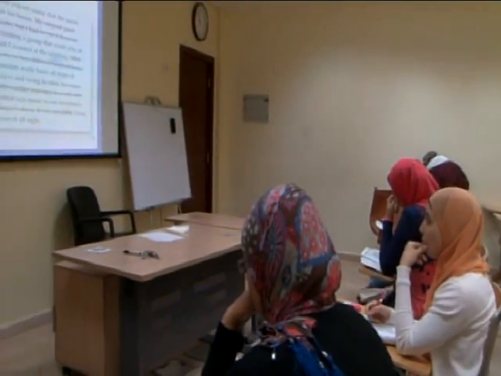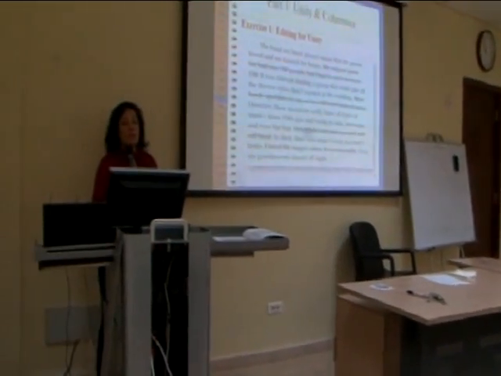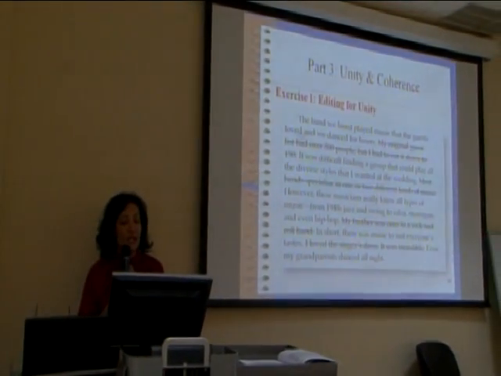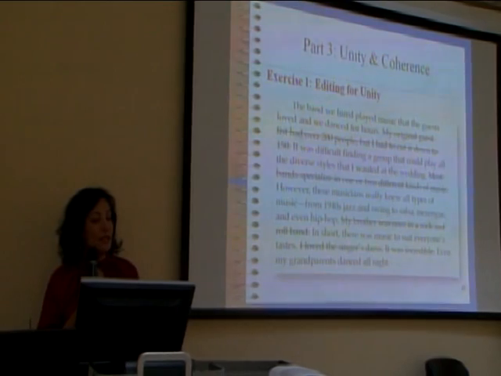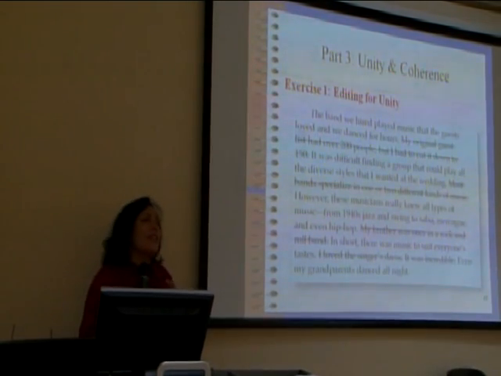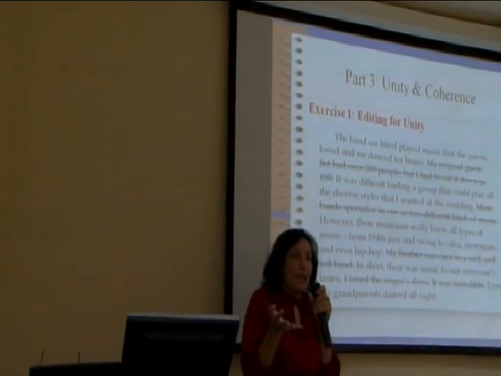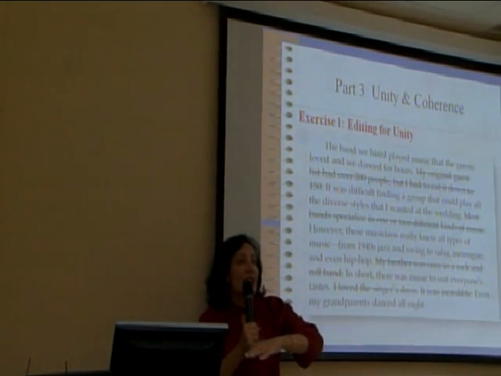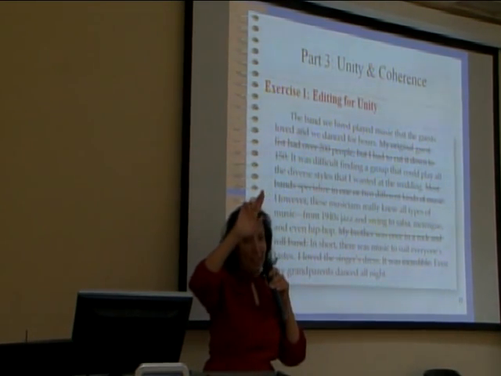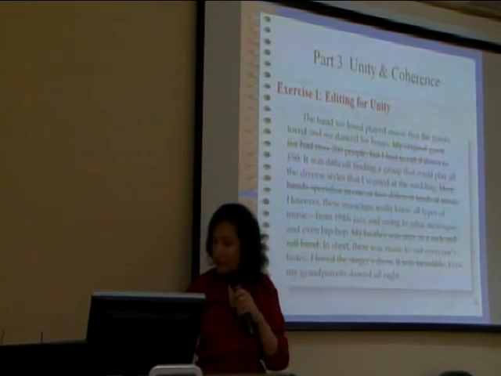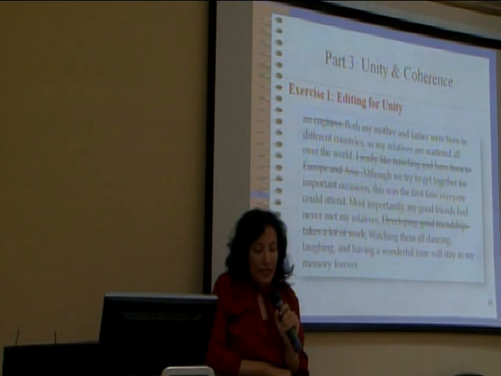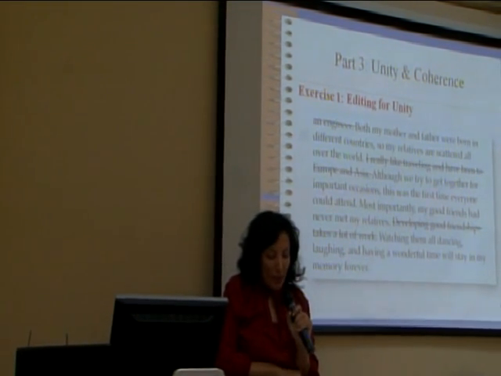However, these musicians really knew all types of music from 1940s jazz and swing, to salsa, merengue, and even hip hop. What do you think? It's not really crystal clear or glaring off point, but by the way, however, goes back to the one sentence before it. Yes, it contradicts two facts, okay? Right? However, these musicians really knew all types of music from 1940s jazz and swing, salsa, hip hop, and so on.